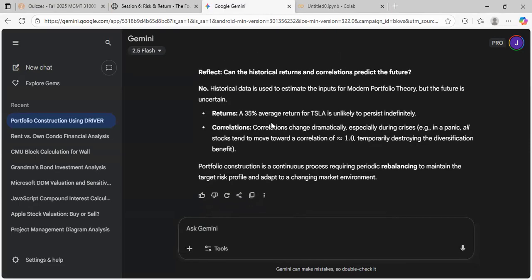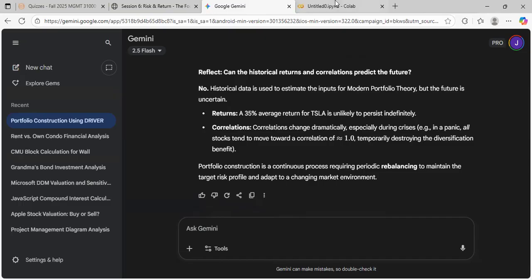And then for the question of whether historical returns and correlations can predict the future, the simple answer is no, because historical data is used to estimate the inputs for modern portfolio theory, but the future is uncertain. So a 35% average return for Tesla is unlikely to persist indefinitely. Correlations change drastically, especially during crises like pandemics, when the stock market tends to move up and down.